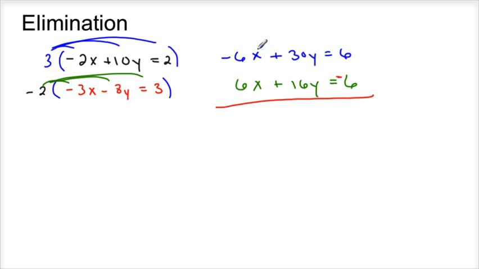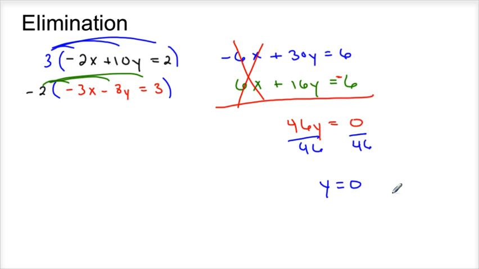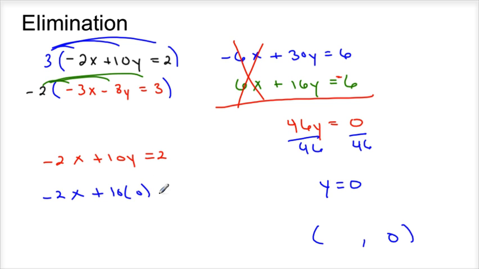So if I add these together, negative 6x and positive 6x is 0. 30y plus 16y is 46y equals, and 6 plus negative 6 is 0. So if we solve this first one, divide by 46, and we see here that y is equal to 0. Take this y coordinate and plug into one of my equations. So I have negative 2x plus 10y equals 2. I'm going to plug in, so negative 2x plus 10 times 0 equals 2. This simplifies out, so negative 2x equals 2, and we see that x is equal to negative 1. So the point of intersection for this system of equations is negative 1, 0.